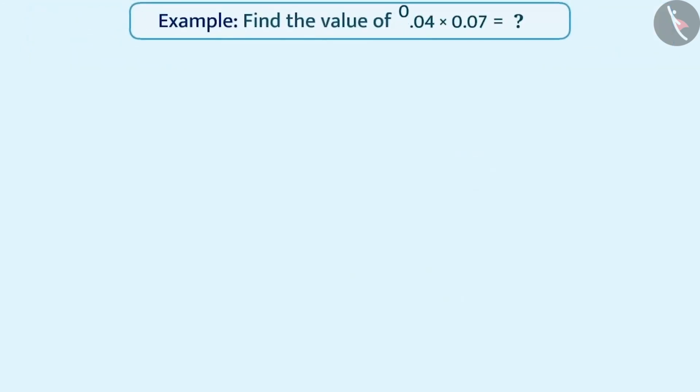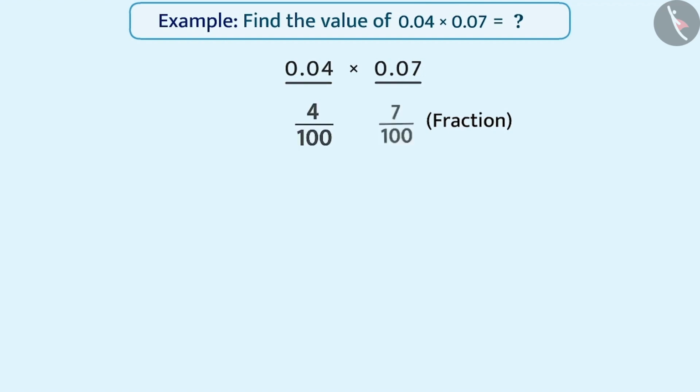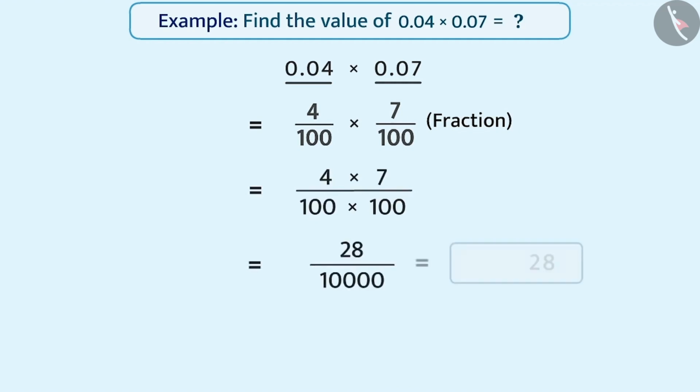Next example, find the value of 0.04 multiplied by 0.07. Let's solve this by converting it into fractions. 0.04 is equal to 4 by 100 and 0.07 is equal to 7 by 100. 0.04 multiplied by 0.07 is equal to 4 by 100 multiplied by 7 by 100, which is equal to 4 multiplied by 7 by 100 multiplied by 100, which is equal to 28 by 10,000.